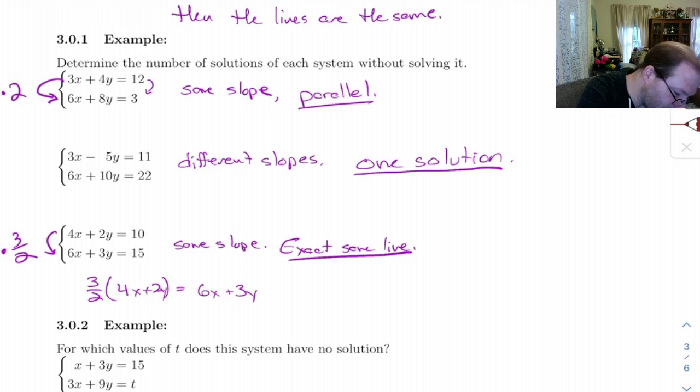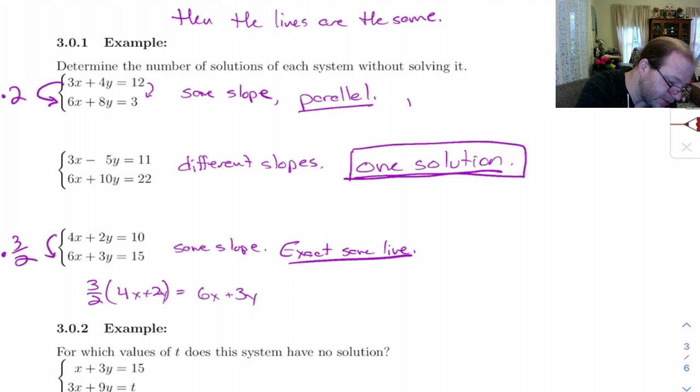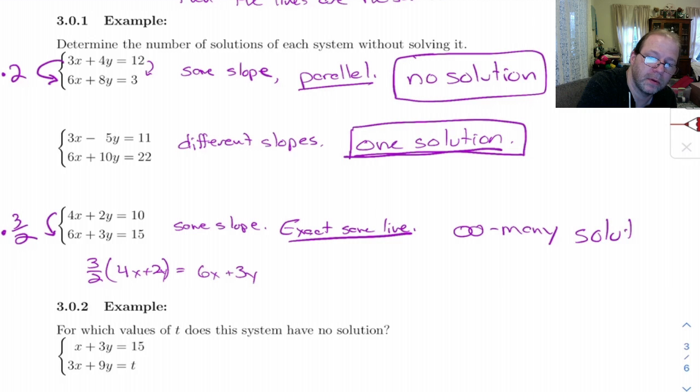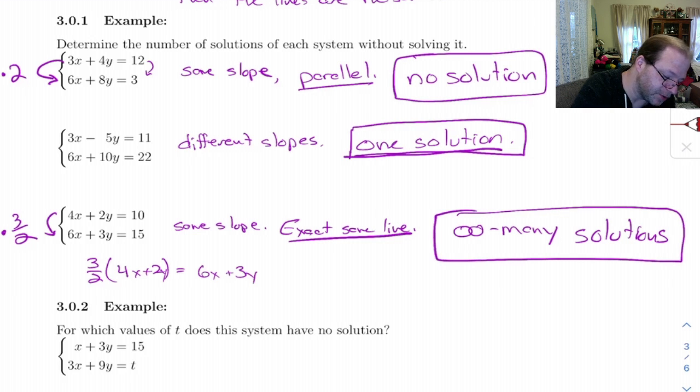So I guess I didn't quite answer the question though. Up here on the first one, if they're parallel, that means there's no solution. Down here, this one, since it's the exact same line, there are infinitely many solutions. So we can figure out the number of solutions just by looking at that stuff without actually trying to solve the system of equations.